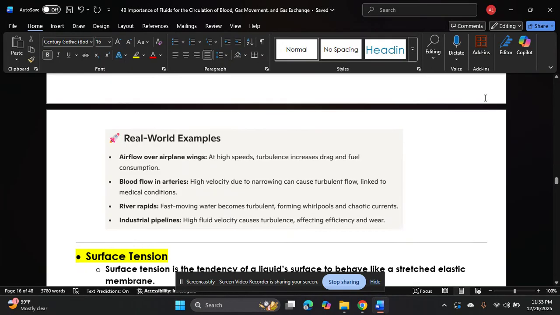At high speeds, turbulence increases drag and fuel consumption. Blood flow in arteries: high velocity due to narrowing can cause turbulent flow, linked to medical conditions, right? All right. River rapids. Fast moving water becomes turbulent, right? We've seen that, forming whirlpools and chaotic currents. Industrial pipelines: high fluid velocity causes turbulence, affecting efficiency and causing wear, all right?